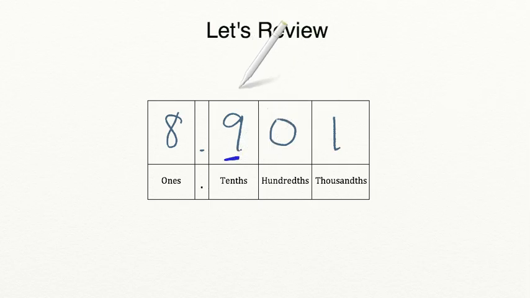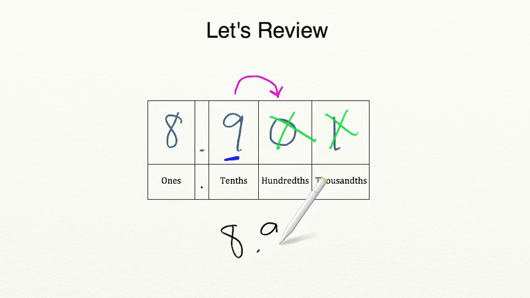Our second step is to look at the number directly to the right of our underlined place value. If this number is 5 or greater, we're going to round our underlined place value up by 1 and cross out the remaining place values. Since 0 is less than 5, we're going to keep our underlined value the same and cross out our remaining place values. That means that 8 and 901 thousandths rounded to the nearest tenths place has a value of 8 and 9 tenths. And remember, since we're rounding to the tenths place, our final rounded number must end on the tenths place.